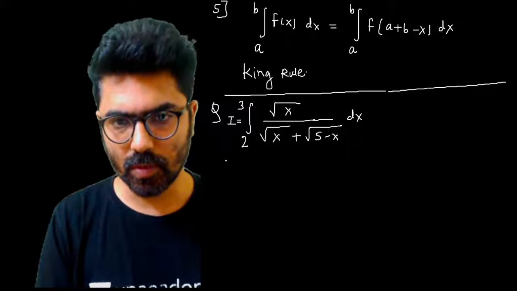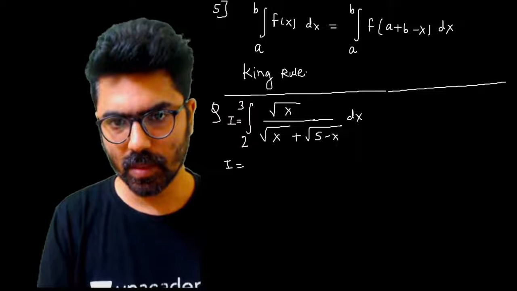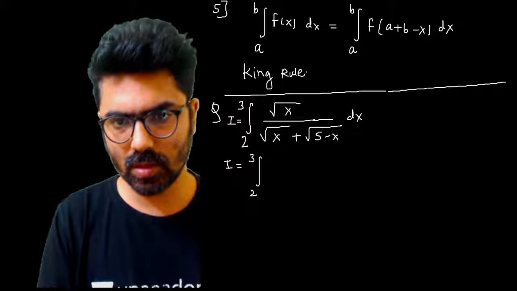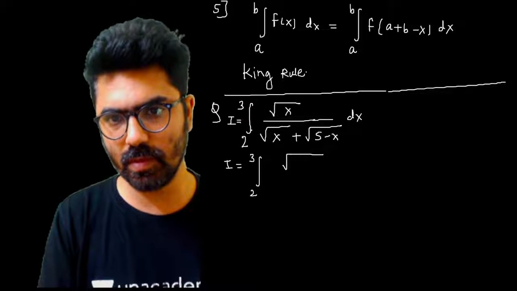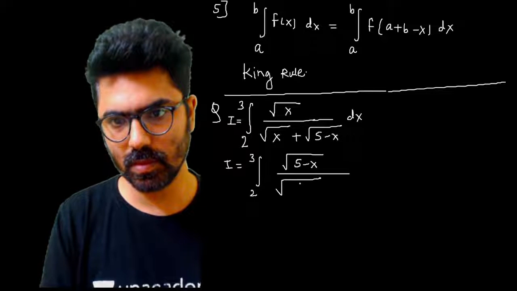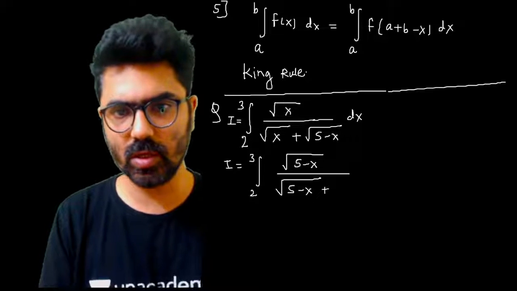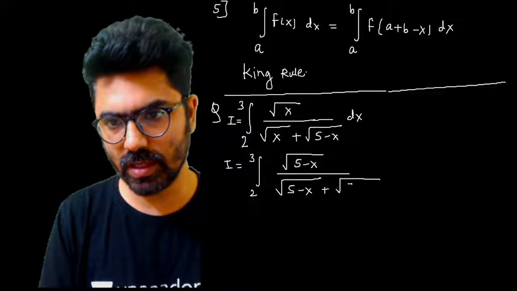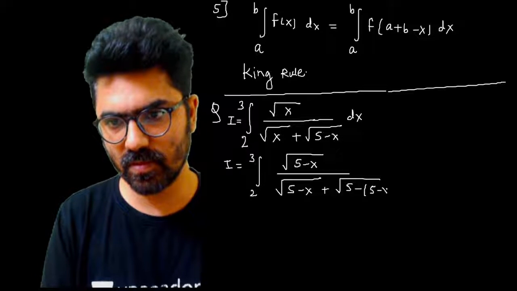Now let's apply the property. What the property says is that instead of x you can replace the sum of limits minus x. So instead of x you have to replace that. Here also, instead of x, 5 minus x.